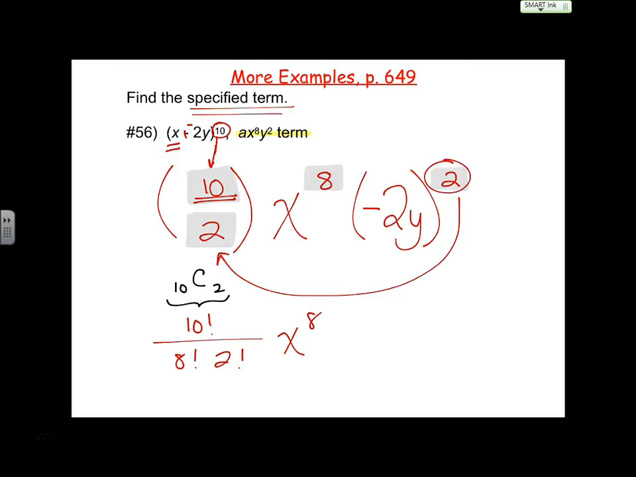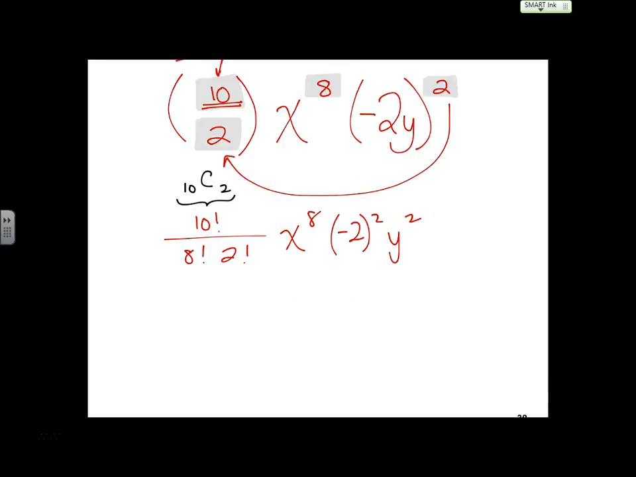We could take the 2. You can think about the squared going to both the coefficient and the variable. So aren't you going to have negative 2 squared and y squared? Does that make sense? Because it's negative 2y times negative 2y. So negative 2 squared will just be 4. So we have 4 times x to the 8th y squared. But we still have this whole shabam to work out, right?